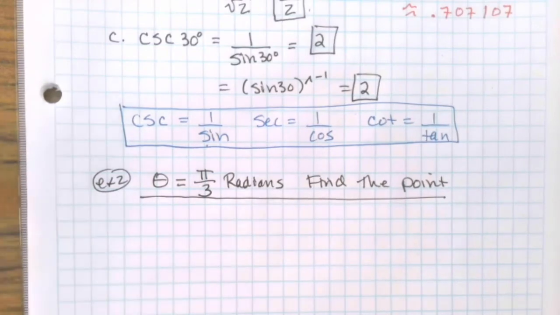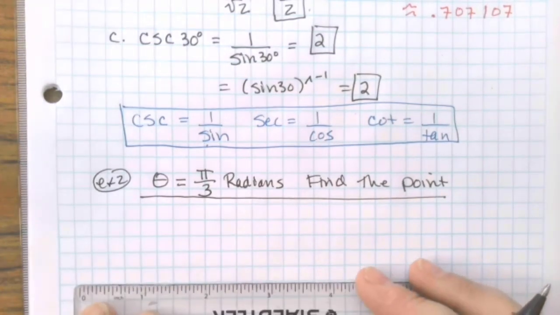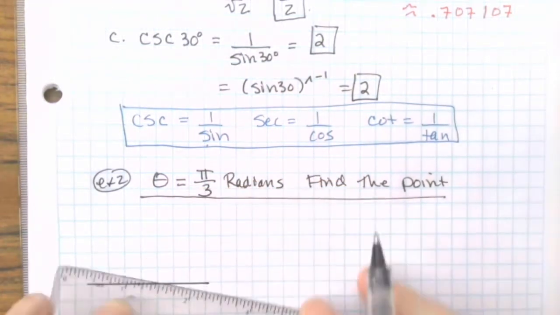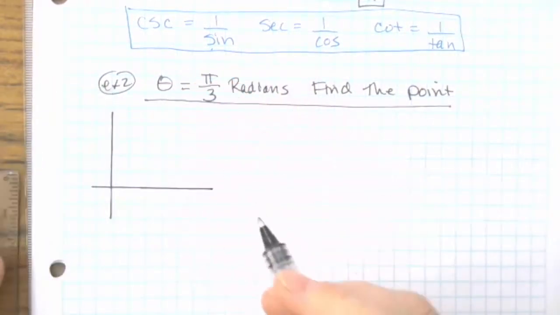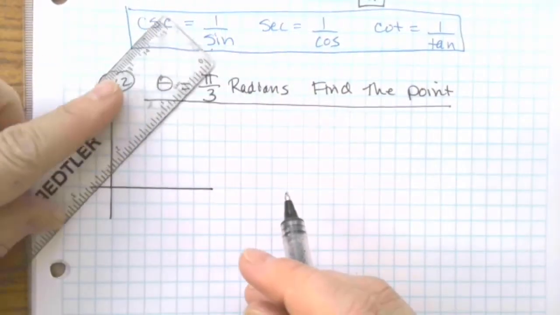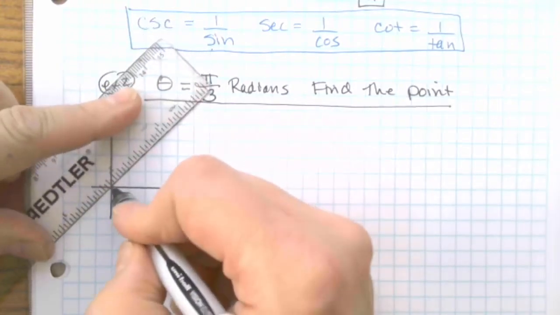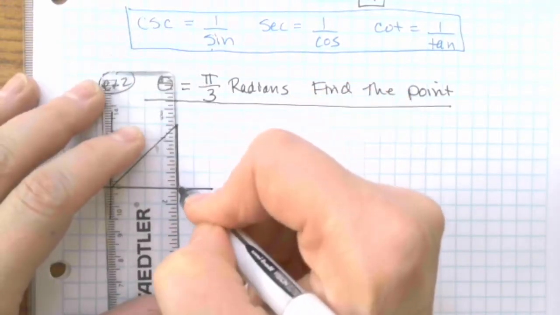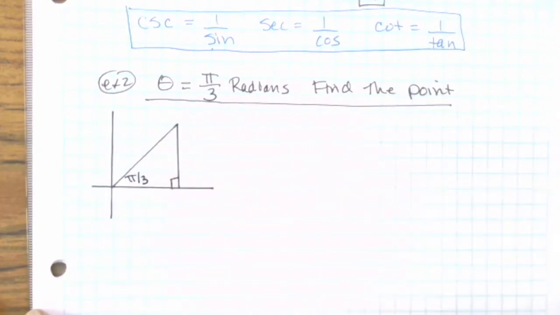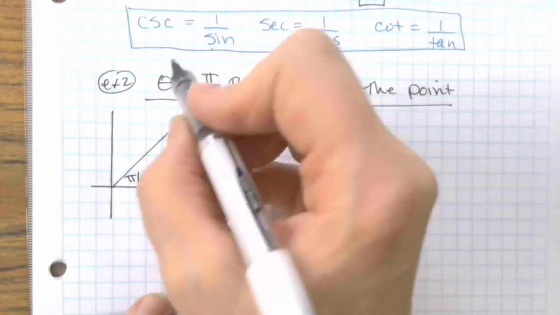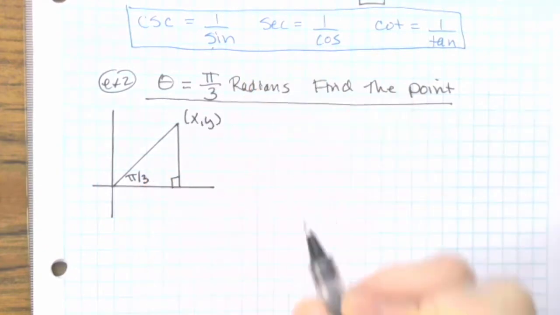Okay, so first thing that we want to do is make a little graph to get our brain on right. So draw yourself a pair of axes. You can scoot the y over to the left. And we are going to try to find the point that will create that angle. So draw your right triangle here. This is your theta, which is pi over 3. And the point we're looking for is an xy point.